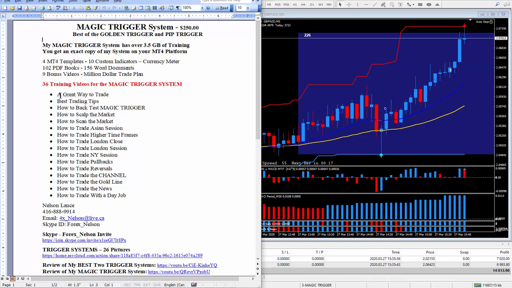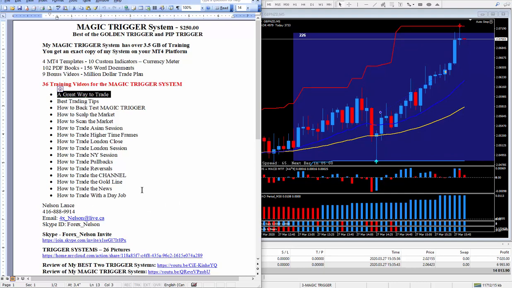Now my most favorite one, I'm going to repeat it again, is the easiest and the fastest way to trade. I tell everybody who buys the trigger system, focus on a great way to trade. Don't be worrying about things like how to trade pullbacks and reversals, especially this London close, or trading the news. It's very, very difficult to trade the news.